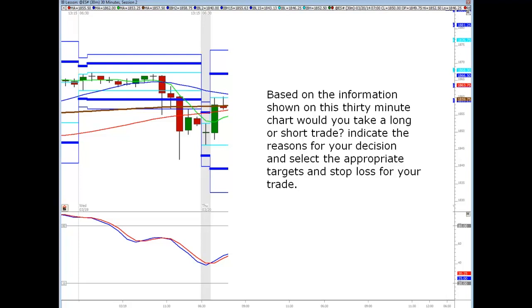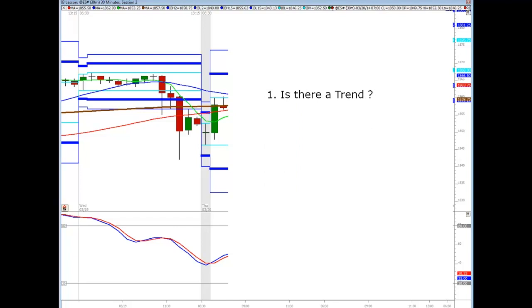Alright, so we've got a chart and we have a limited amount of information on the chart, and we want to decide whether we should take a short or long. Well, let's take a look and see what we have. We have some initial balanced lines on our chart, and the first question we're going to ask ourselves really is a very simple question and a very important question that we should always ask before we take any kind of a trade. Is there a trend here? Do we see any type of a trend?